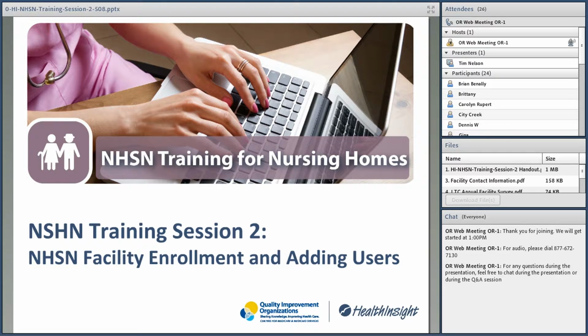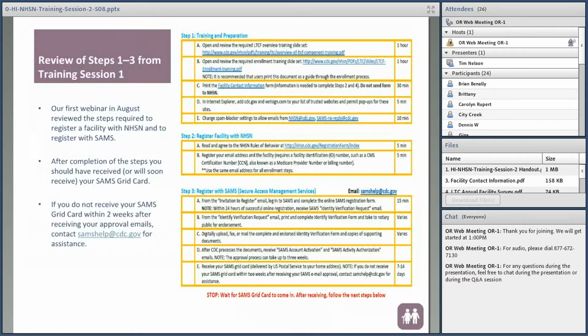During our first webinar in August, we reviewed required training, NHSN registration, and SAMS registration steps. Those are the first three steps that you can see there on your screen. After you complete the steps, you will receive a SAMS grid card in the mail at your home address. It does take several days to several weeks to receive a SAMS grid card. If you haven't received your SAMS grid card within 2 weeks after receiving your approval emails, send an email to the address shown there, samshelp@cdc.gov.